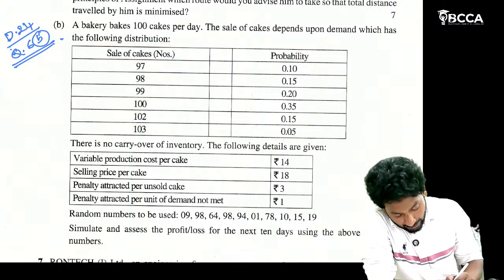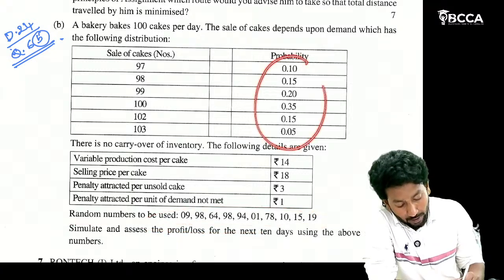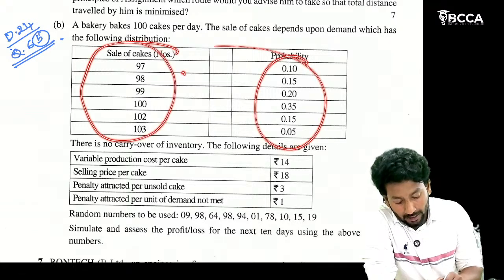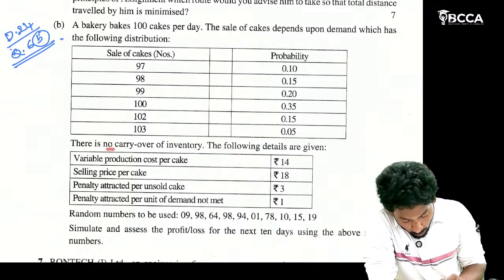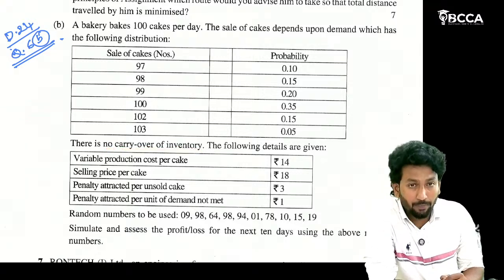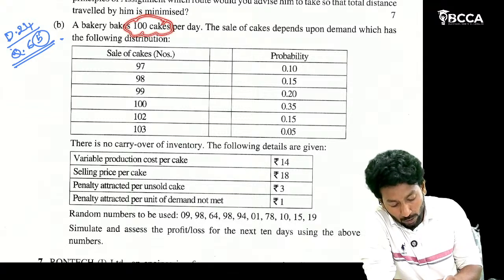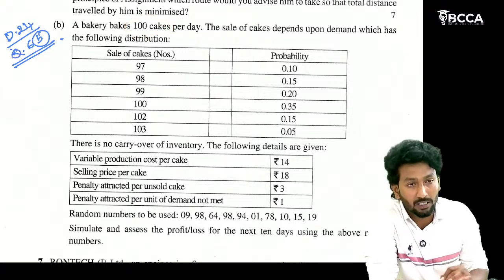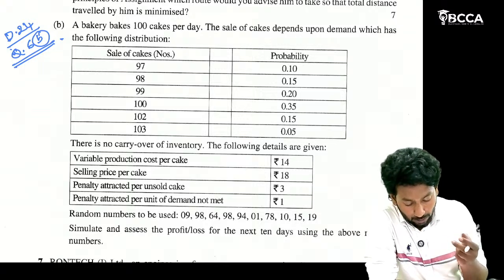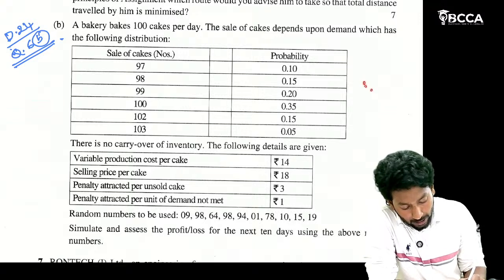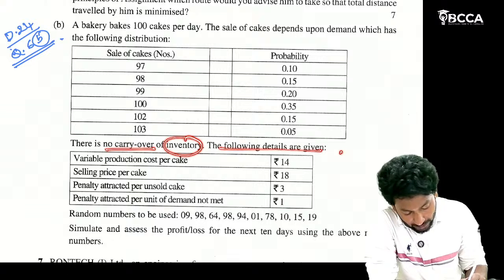If you check in the question, they have given one series of random numbers only. That means we have to write the random number range for the sale of cakes, nothing but sales estimation. There is no carryover of inventory. Whatever units are produced should be sold on the day itself. Any closing stock left will not have any value. That has to be scrapped only.